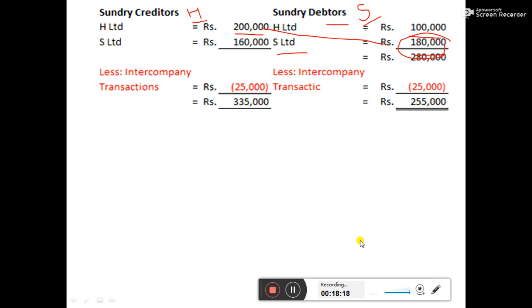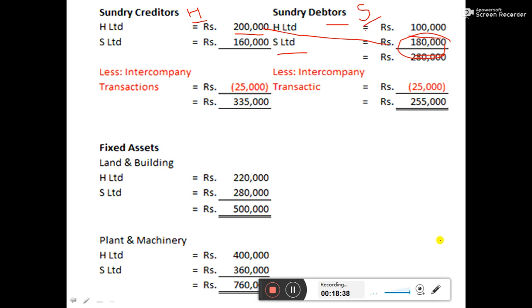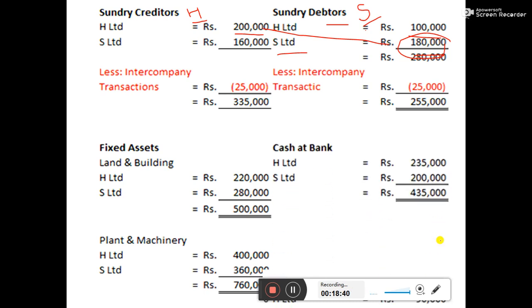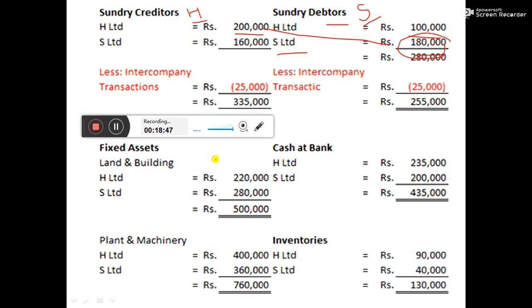There are high chances that this kind of intercompany transaction will be asked in your questions. Now fixed assets, the amount of land and building of H Limited and S Limited, there is no adjustment, so directly we will add both, and that will come in notes to working notes to accounts and then balance sheet. Plant and machinery, same. Cash at bank, there are no adjustments here. So with this, your problem number 8 is complete.